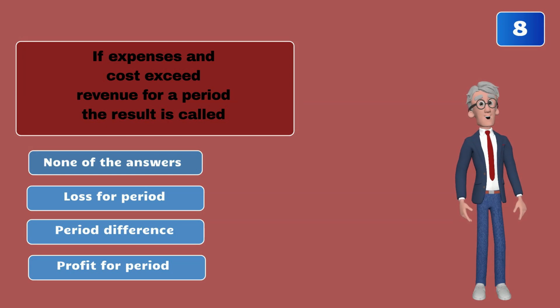If expenses and cost exceed revenue for a period, the result is called: none of the listed answers is correct, loss for the period, difference, profit for the period.